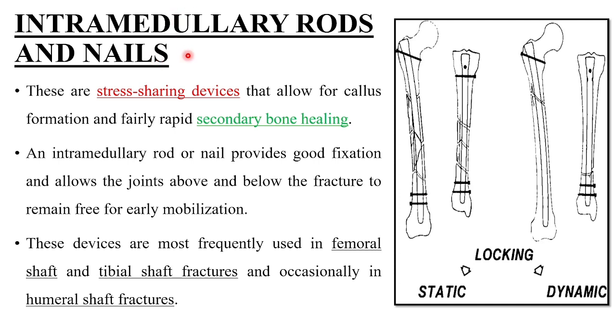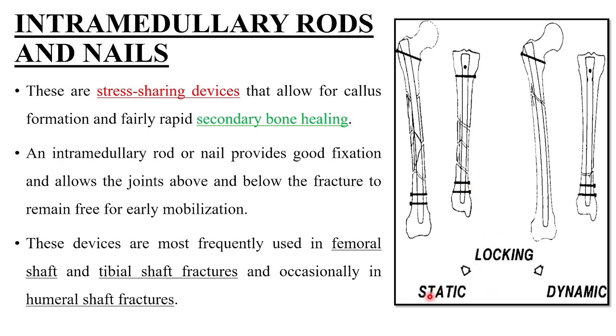The next example is intramedullary rods and nails. These are stress sharing devices that allow for callus formation and fairly rapid secondary bone healing. An intramedullary rod or nail provides good fixation and allows the joints above and below the fracture to remain free for early mobilization. These devices are most frequently used in femoral shaft and tibial shaft fractures and occasionally in humeral shaft fractures.